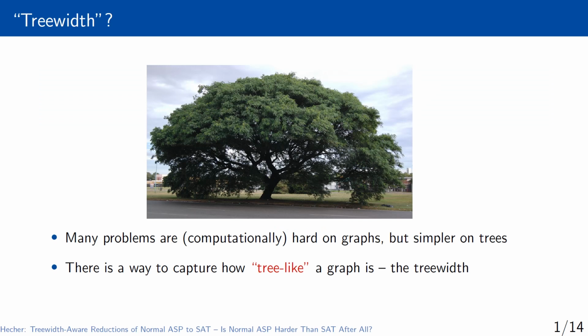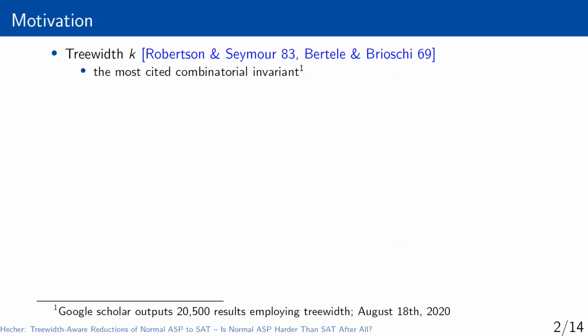Well, in general, there are lots of problems that are rather hard on arbitrary graphs, but these problems typically become rather simple if we look at the special case of a tree. Well, and the treewidth now is a way to measure the closeness of a given graph to being a tree, or the tree-likeness of a graph. While treewidth was originally defined for graphs by Robertson and Seymour in a series of papers, nowadays having bounded treewidth k can be seen as one of the most cited combinatorial invariants.